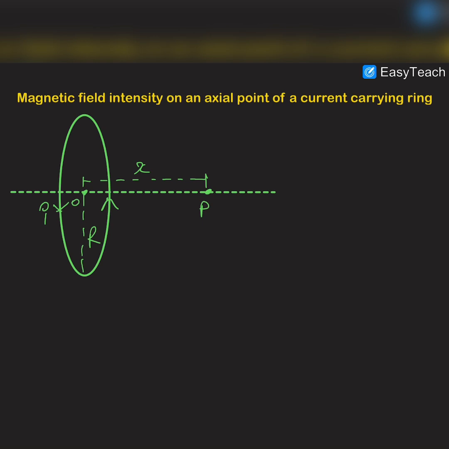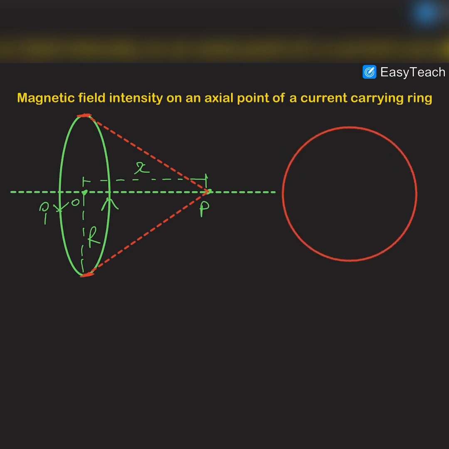Therefore, we have to assume a small length of wire like that on both the sides, and this length is dl. And let us suppose that if we draw a line connecting this dl and this point P like that, so we know that this angle between dl and r will be 90 degree. Obviously, this is the cross sectional view of the ring.